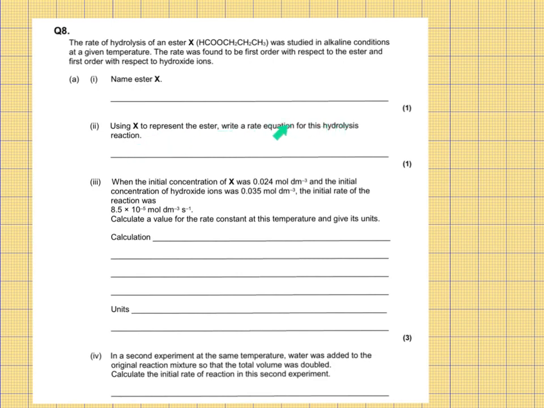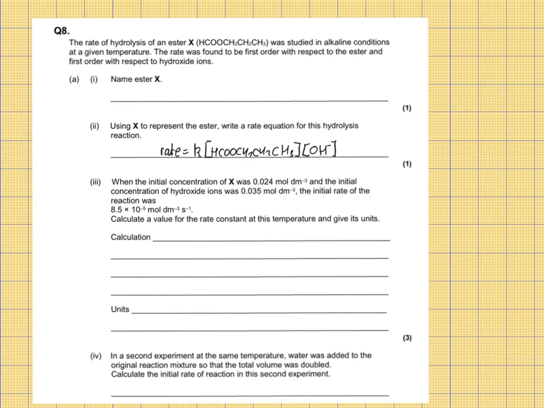A rate equation, some students wrote a chemical equation. So first of all, let's name the ester, and then, in fact, let's do this part first. It's first order with respect to the ester and first order with respect to hydroxide ions. So we can quite simply say that the rate equation is the rate, and don't forget your rate constant, times the concentration of the ester. So I'll give the formula for the ester. It's HCOOCH2CH2CH3. It's first order with respect to that, so you don't need to put the 1 in. And it's also first order with respect to the concentration of hydroxide ions.